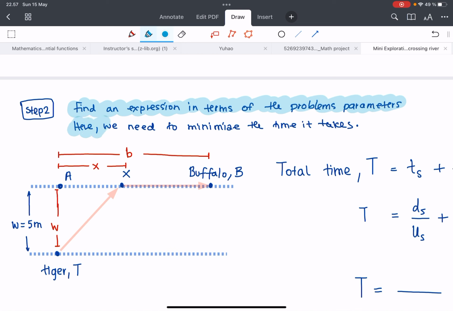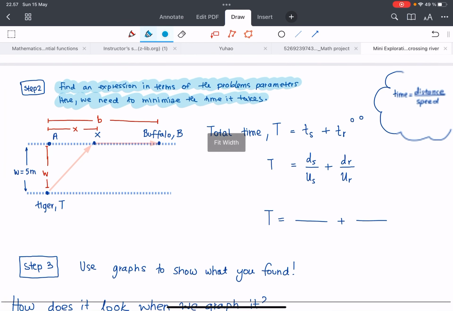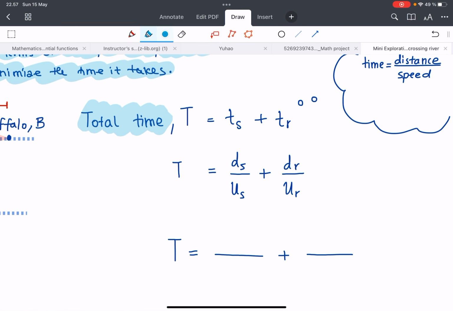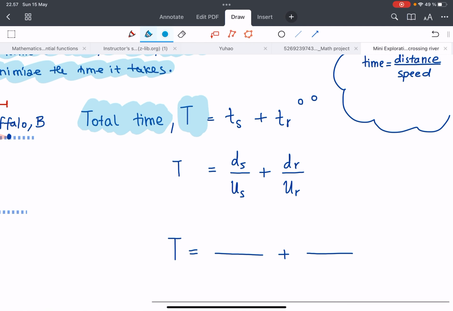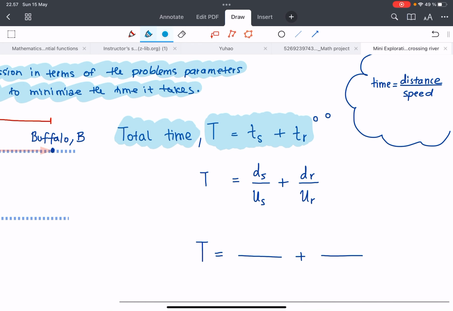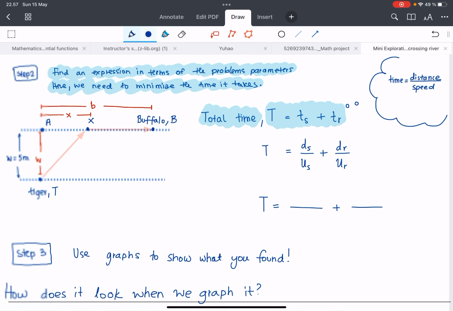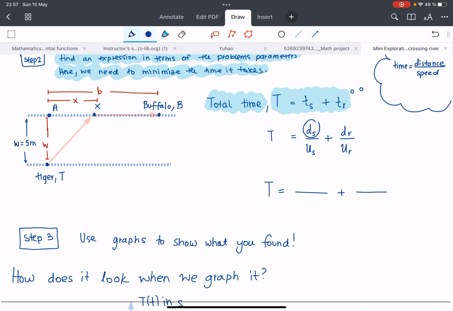So here we need to minimize the time it takes. So let's find an expression for the total time. And I wrote here that the total time that it would take for the tiger to reach the buffalo is the time that it takes to swim plus the time that it takes to run. And you know how the time is distance over speed? And that's what I wrote here. So it's the distance that it takes to swim over the speed of the tiger when it swims.